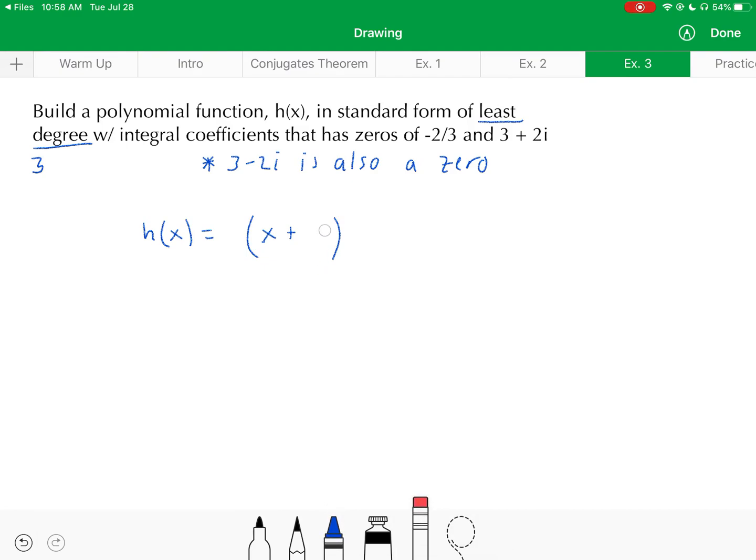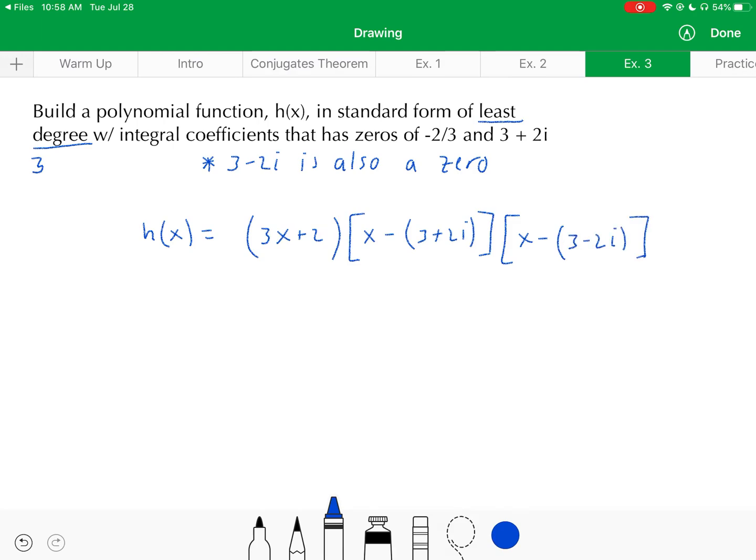So instead of using x plus 2/3, let's use the factor 3x plus 2. Wouldn't that also lead you to a 0 of negative 2/3 as well? All right, and that's going to ensure you have integral coefficients, okay? My second factor, I'll take x, I'll subtract it by 3 plus 2i. And then my third factor, I'll take x and I'll subtract it by 3 minus 2i. So now the trick is in multiplying this all out.